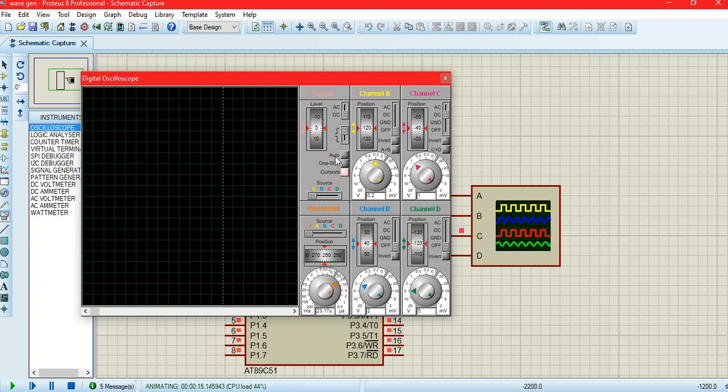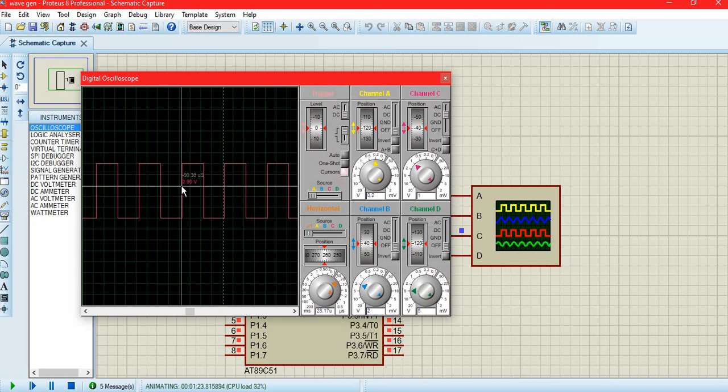You have 3 different features. If you just click on auto, you can view the output and the output is produced continuously. If you click on the one shot button, then you can view the square wave at a particular instant of time. And by checking the cursor box, you can measure the amplitude and time period of the square wave easily. Here the oscilloscope is similar to the physical oscilloscope you see. It also has channels A, B, C and D. This is how the square wave is generated using the 8051 controller.